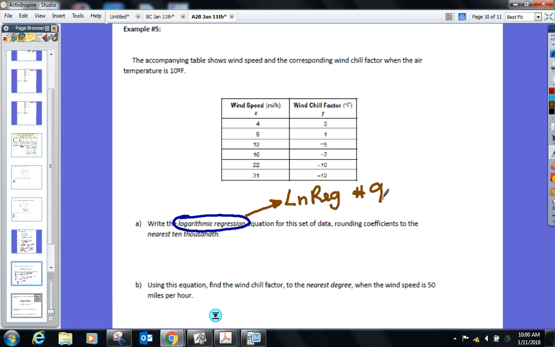All right, let's refocus here so we can finish this question. Use the equation to find the wind chill factor to the nearest degree if the wind speed is 50. Wind speed was what variable for us? All right, there it is. I wouldn't have you solve for y anyway. I mean, solve for x. I would have you plug it in. 3.5 natural log of 50.